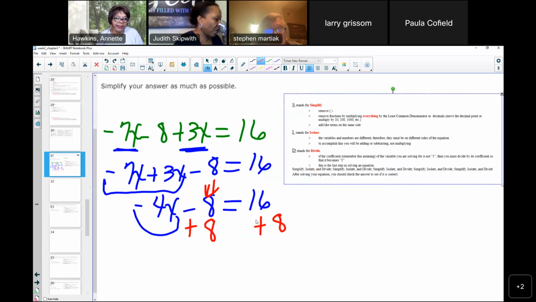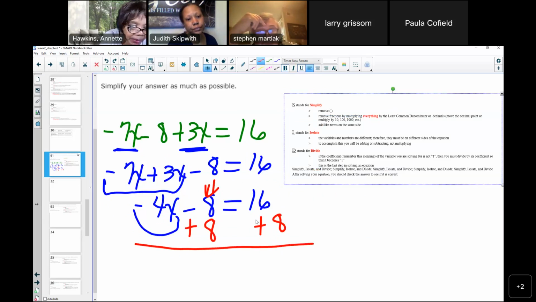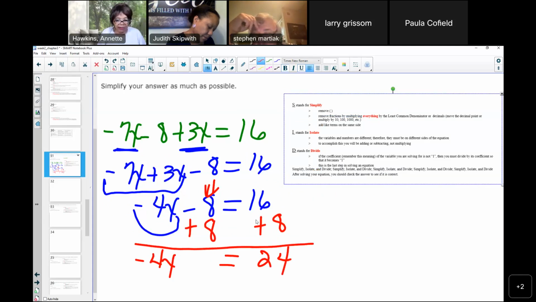Everybody okay with that? Now, once you perform an operation, you need to clean it up. Start on the left, negative 4x. These cancel. This is equal, and then this is 24. Now, I have variables on the left, numbers on the right. The last step is to divide. Remember, we haven't finished because we don't want to know what negative 4x is. We want to know what x is. So the last step is to divide.